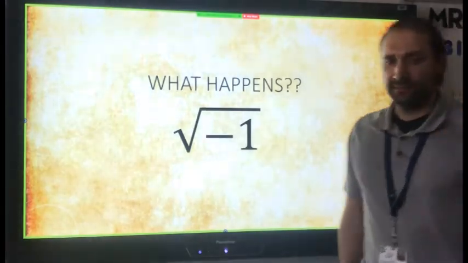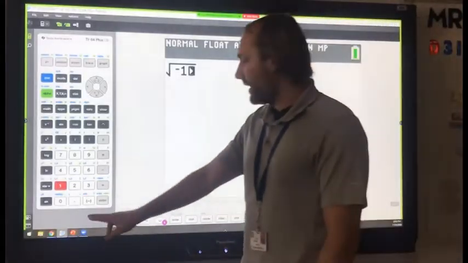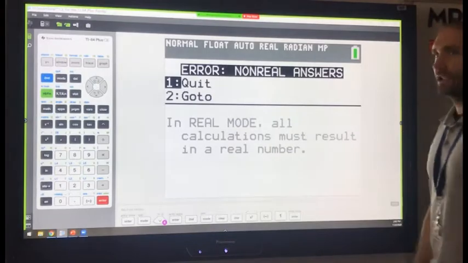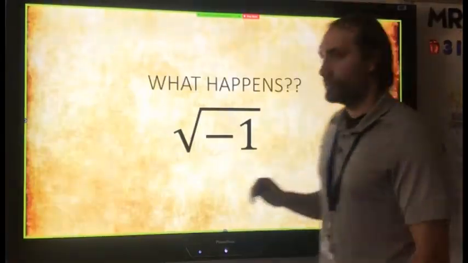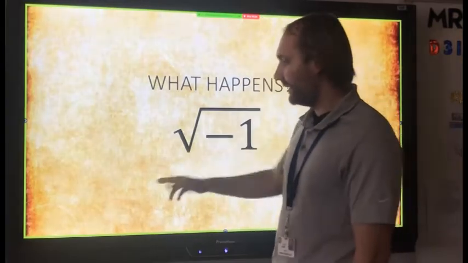What happens here? If you go to any normal calculator and you do the square root of -1, you should get an error message. Now, why do you get an error message? You ask, who would take the square root of a -1?